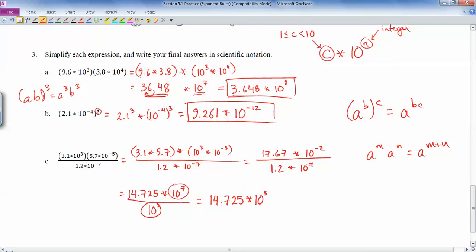And then I'm going to have to move the decimal 1 over this way. And if I do that, then I get 1.4725. That would mean that I'd need to multiply by an extra 10 in order to get this back, and then 5 more 10s, so 6 total. Okay, hope that helps a little bit.